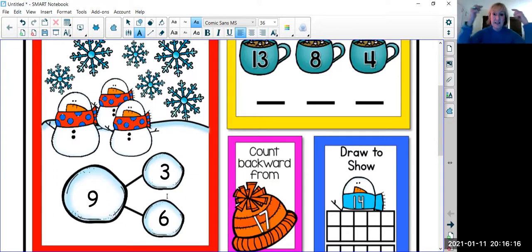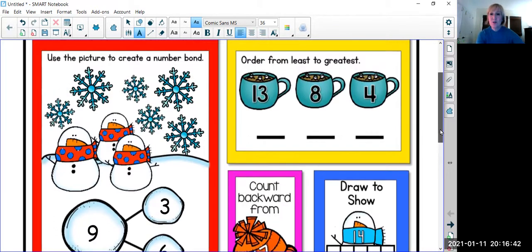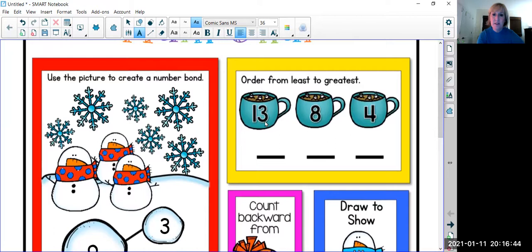So we say 6. 6 is in our head. And let's keep counting. 7, 8, 9. 6 and 3 more make 9. So our number bond is complete. The two parts are 6 and 3, and when we put those together, the whole is 9. Yay!